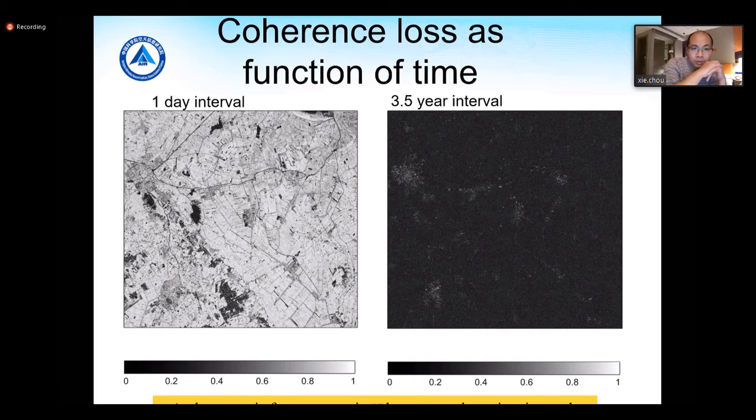Here, these two figures show the coherence loss as a function of time. Although the bare surface remains coherent over very long time intervals, such as years, the vegetation cannot remain at high coherence.